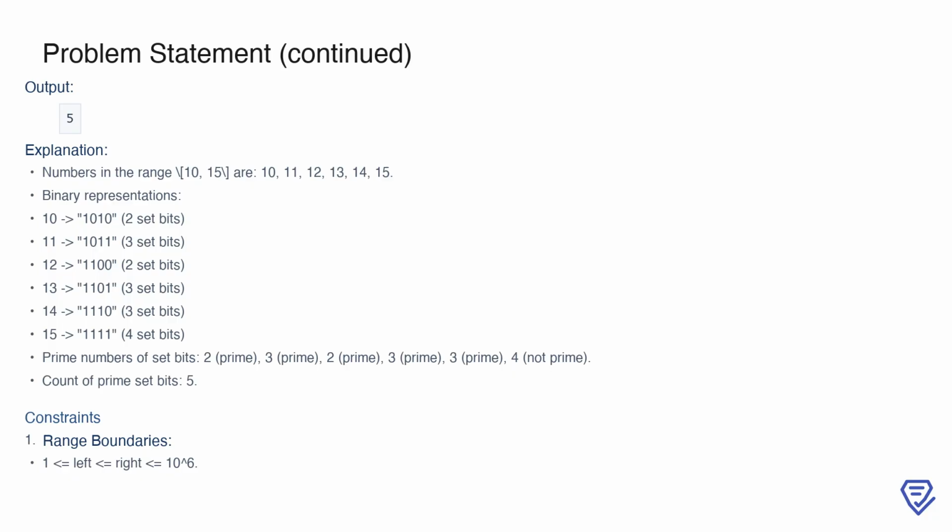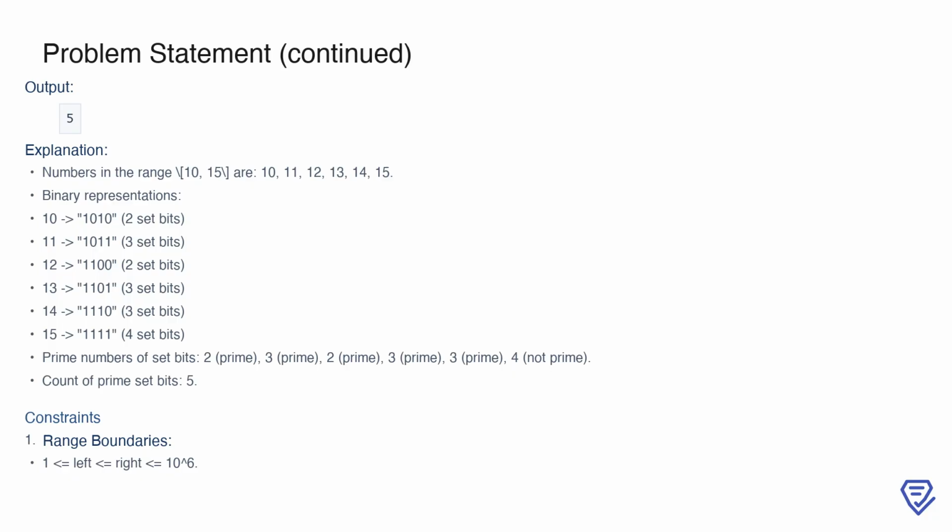Now let's look at the second example where left is 10 and right is 15. The numbers in this range are 10, 11, 12, 13, 14, and 15. Converting them to binary, we get the following: 10 is 1010 with 2 set bits, 11 is 1011 with 3 set bits, 12 is 1100 with 2 set bits, 13 is 1101 with 3 set bits, 14 is 1110 with 3 set bits, and 15 is 1111 with 4 set bits.